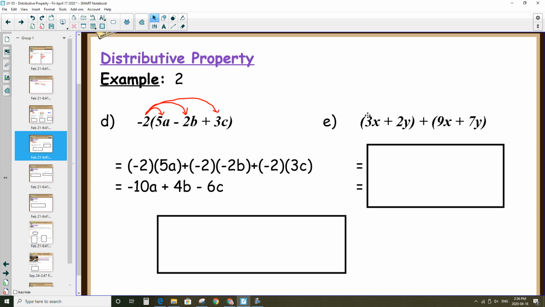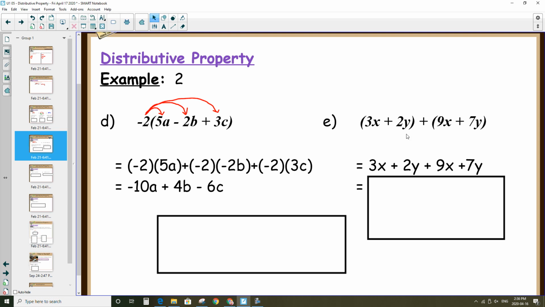E, we don't have a number or a letter in front of either of these brackets. Okay, so all this is collecting like terms. We can just remove the brackets. There's nothing in the front. So in this step, I just simply remove the brackets, and now I'm asking myself, which terms can I group together, right? Which ones have the same endings?